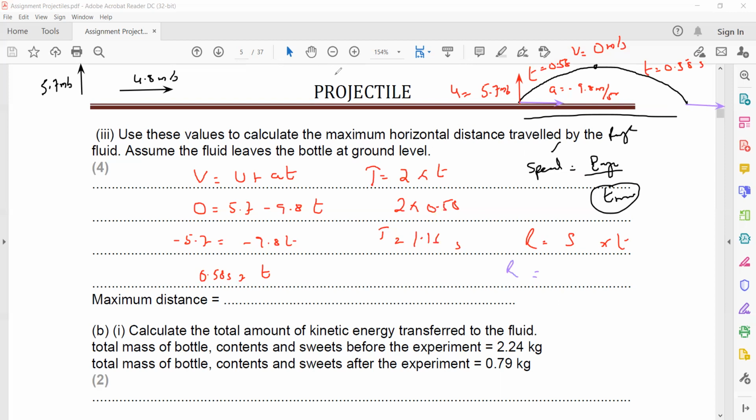The horizontal component we already calculated in the previous part, which was 4.8, and the time 1.16. This t is the total time, not the time to reach the maximum height. This is the total time. So 4.8 multiplied by 1.16 will give us 5.6 meters. So the maximum range of this projectile will be 5.6 meters. Is it clear, this part?